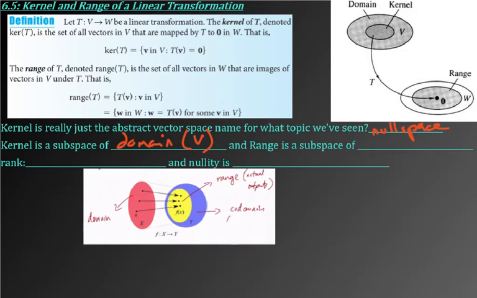And the range is a subspace of what we call the codomain, or W. And the rank of a transformation is the dimension of the range, and the nullity of a transformation is the dimension of the kernel. Okay?